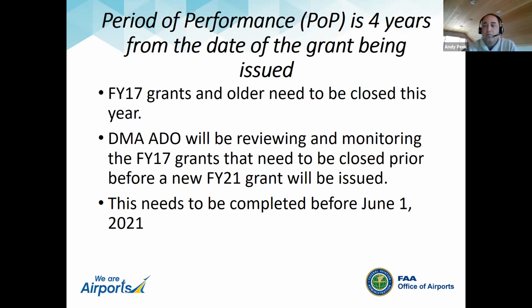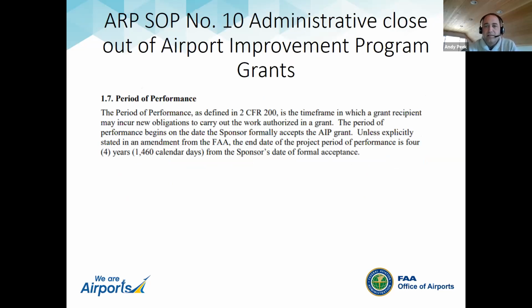Period of performance came out with the 2016 grants, and it's with every grant that goes forward. So let's talk about what period of performance is. It's defined in statute, 2 CFR 200, and it's the time frame in which we have to close it out. So we're focused on fiscal year 17 grants, but the reality is it's 4 years or 1,460 days from the date of formal acceptance. So while you might have gotten a grant in June of fiscal year 17, you'd have until June to do that. But if you got a grant later in the season, you have a little bit more time to work through that. So just defining the period of performance that we work with.